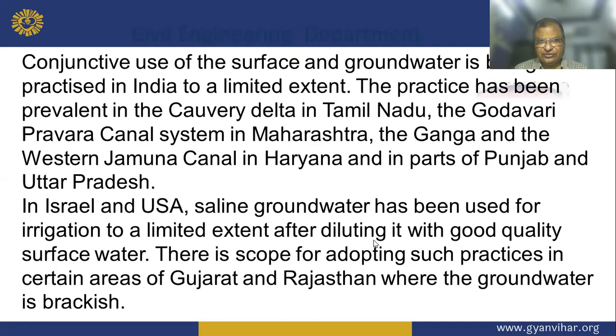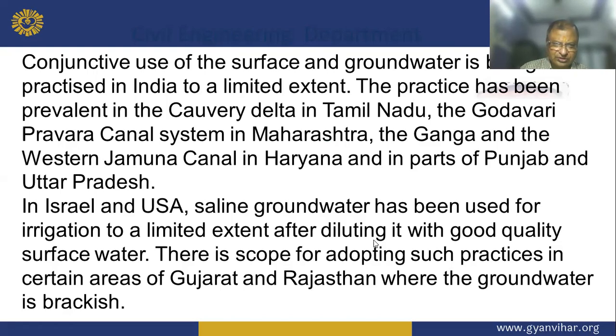So conjunctive use of the surface and groundwater is being prescribed in India to a limited extent, and the practice has been prevalent in the Kaveri Delta in Tamil Nadu, the Godavari Ganga canal system in Maharashtra, the Western Yamuna canal in Haryana, and parts of Punjab and Uttar Pradesh.